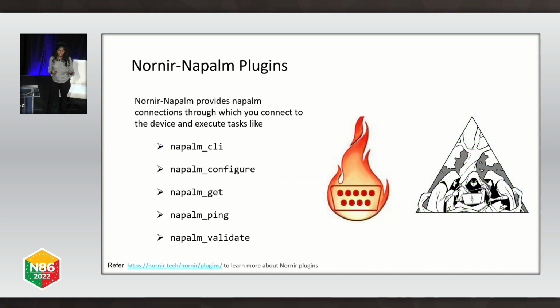So here you have the Nornir NAPALM plugins. You have different NAPALM plugins: NAPALM CLI to execute the show commands, and configure to load or merge the configuration. Get is to execute the getters of NAPALM, and ping is to execute the ping API of NAPALM, and NAPALM validate is to validate the running configuration of the device against the user input configuration.